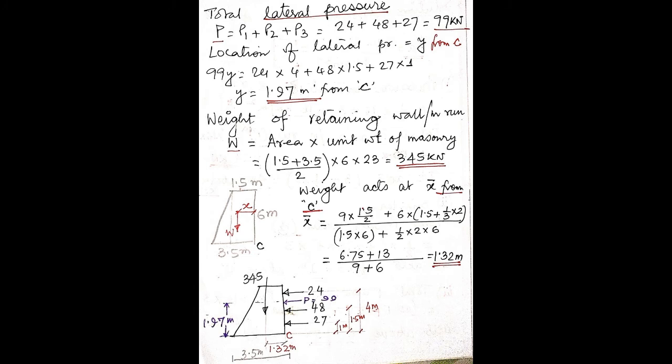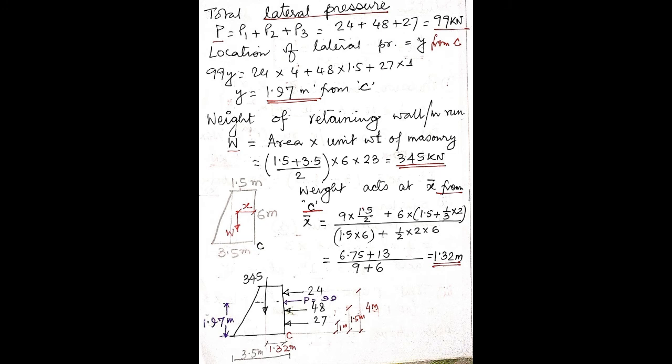So now what is the weight of the retaining wall per meter run? How can we find it out? See here again I have drawn the retaining wall structure, which is a trapezoid. 1.5 meter top width, 3.5 meter bottom width, and 6 meter height. So how will we find the weight of this retaining wall? First you find the area of the trapezium. So what will it be? 1.5 plus 3.5 divided by 2 multiplied by its height, that is 6. So this is the area.